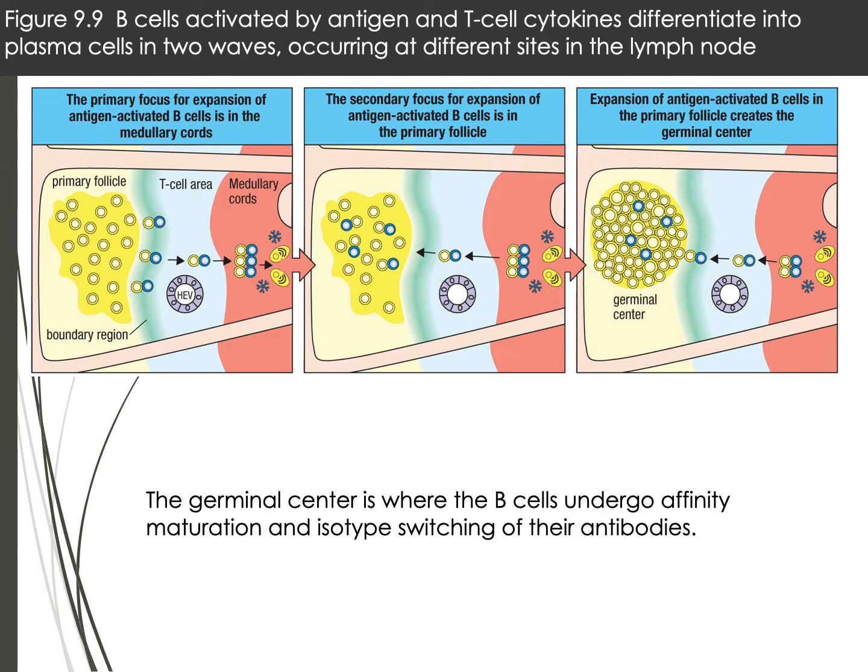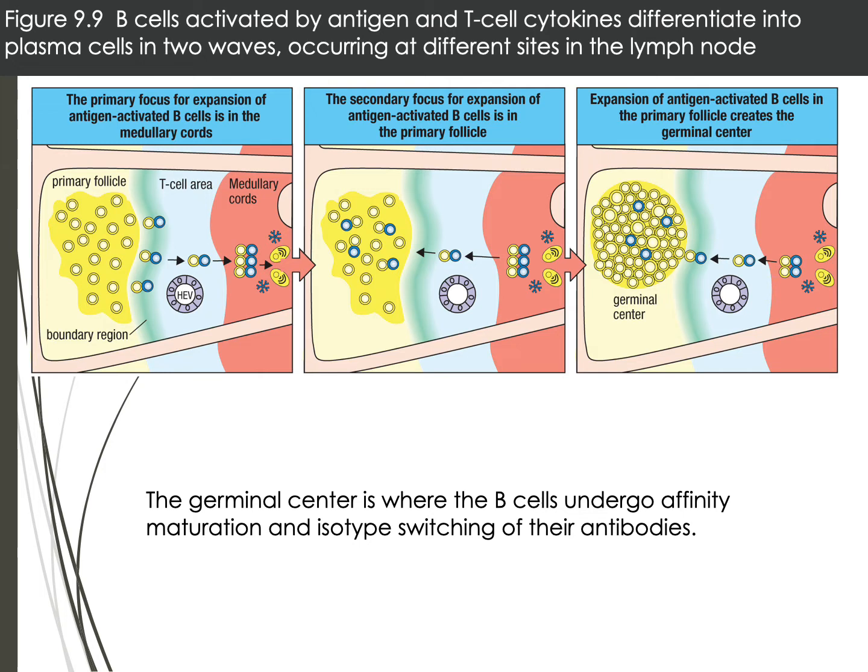So again, you can think of this like a dance. It goes from the follicle to the boundary region to the medullary cords, then back out to the follicle where it's going to create a germinal center. So the follicle is more of a loose association of these cells, whereas with a germinal center, this is where these cells start to grow. The proliferation is occurring, so they're increasing in number, so it becomes very densely packed there.